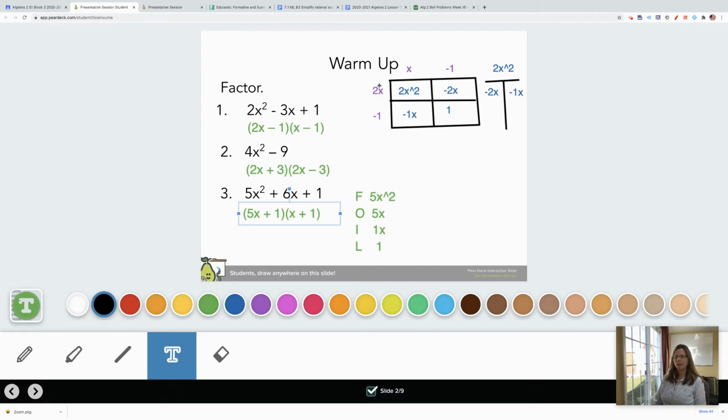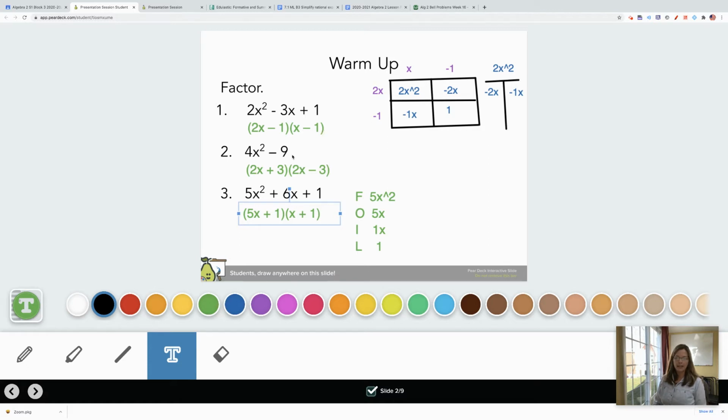I factored out of the top the common factor that they share of 2x, and I filled out the rest of the box. 2x times x being 2x squared. 2x times negative 1 is negative 2x. X times negative 1 is negative 1x, and negative 1 times negative 1 is positive 1. So I have now written my expression in factored form. These expressions are equivalent, but factored form is the one we'll be using a lot in this lesson.